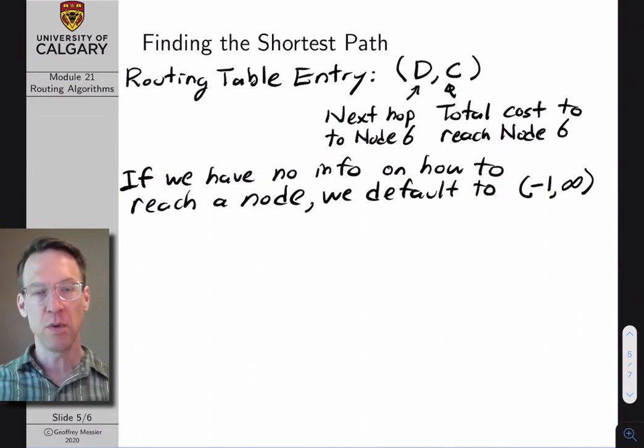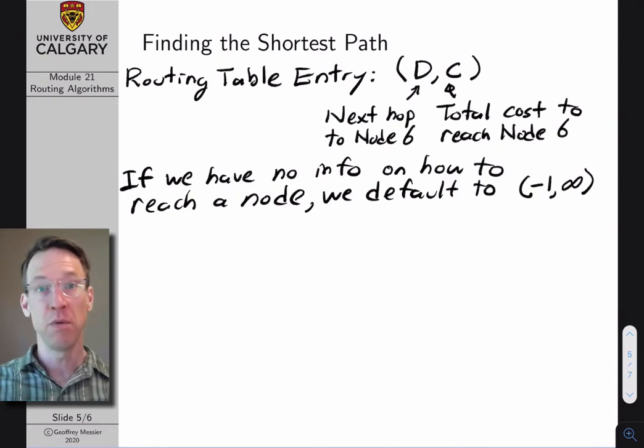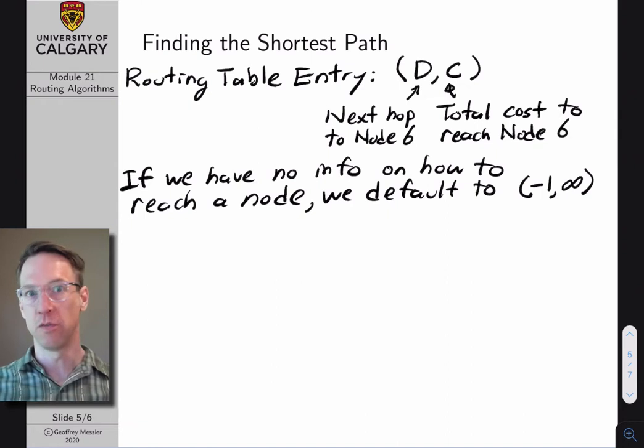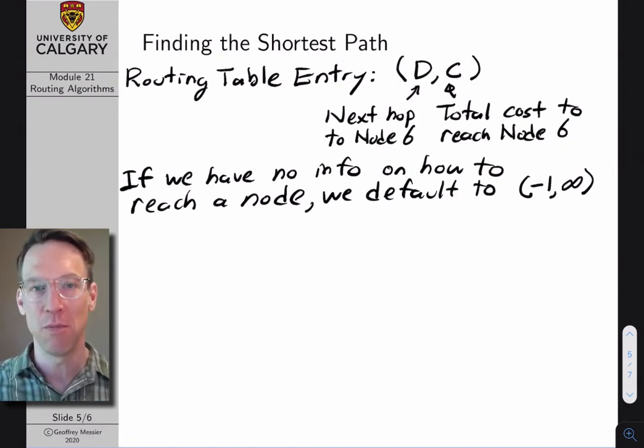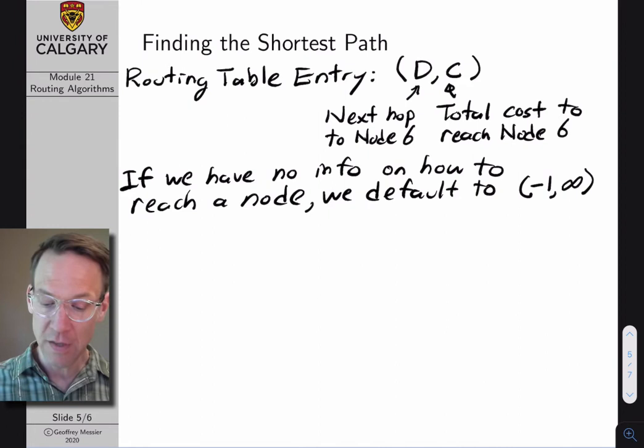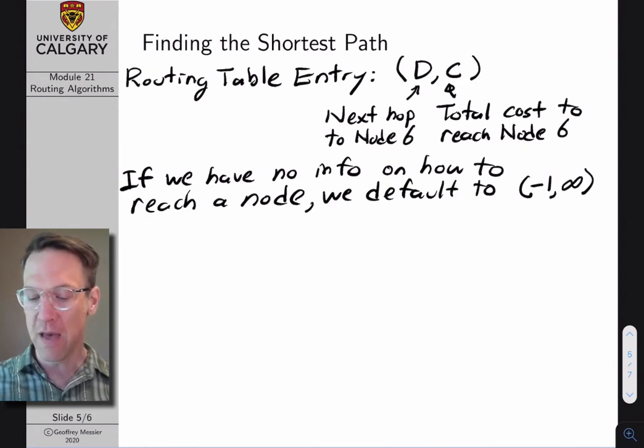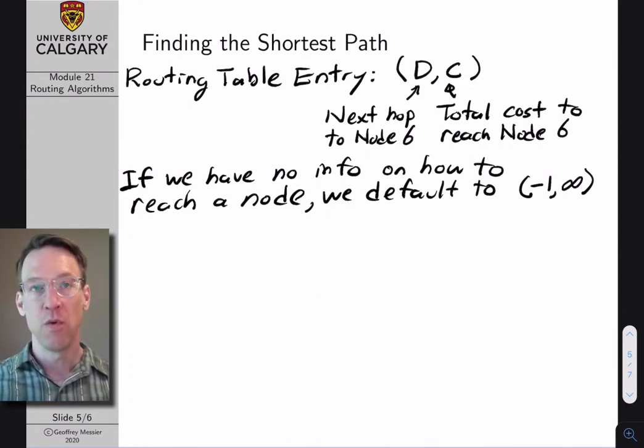So if we have no idea how to reach node 6, let's say after we first turn on our router, we will put in a dummy address for the next hop because we don't know which of the devices we're connected to we should use to send our packet. And we put in a total cost of infinity because we're very pessimistic, I guess. Maybe the cost to reach node 6 is infinite because we have no idea what the path is. But as we're going to see, initializing to this value is really important when the Bellman-Ford algorithm starts to operate.